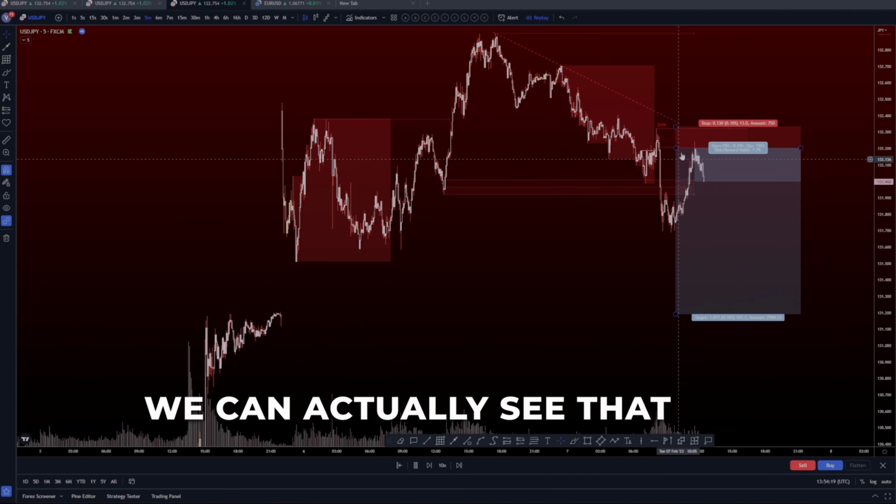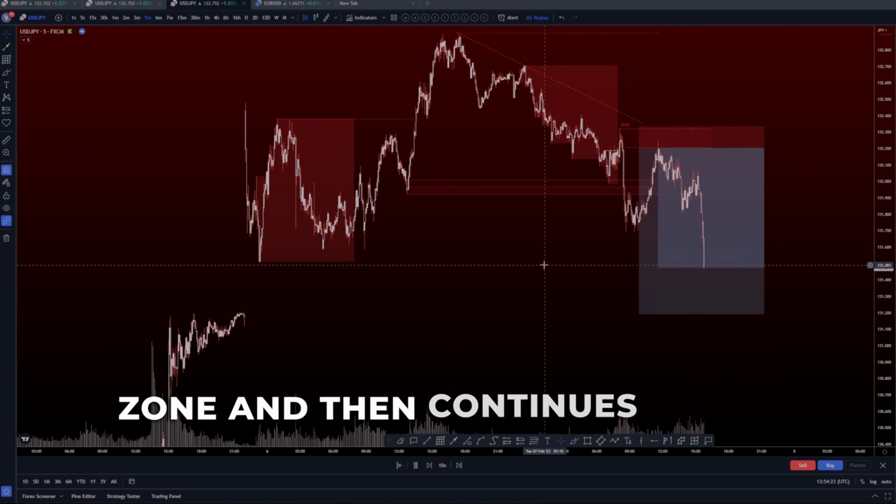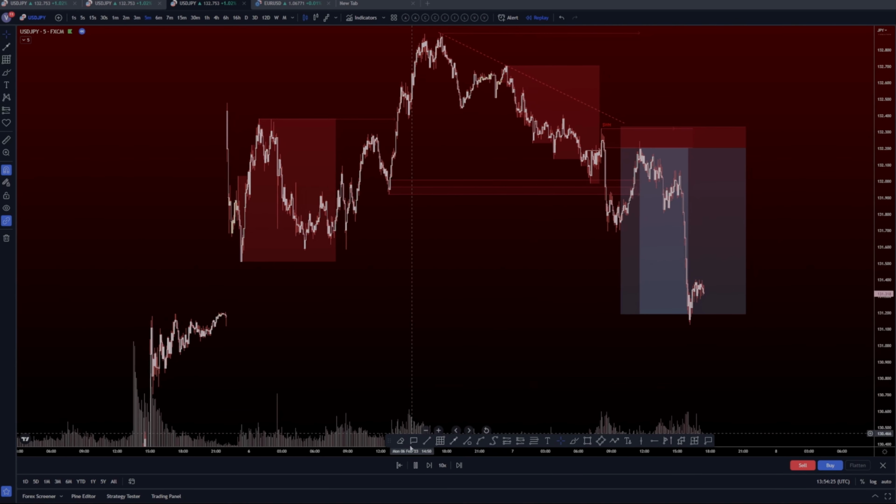We can actually see that the market comes up, tags this London Open supply zone, and then continues to the downside.